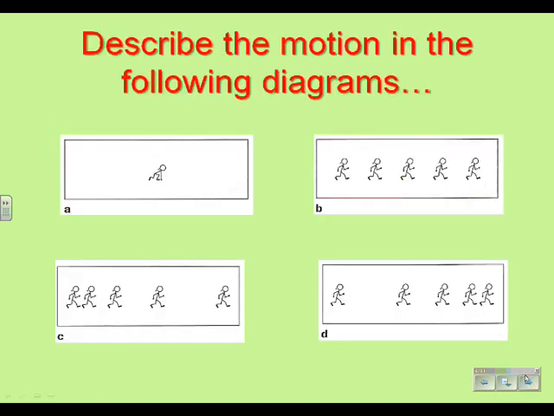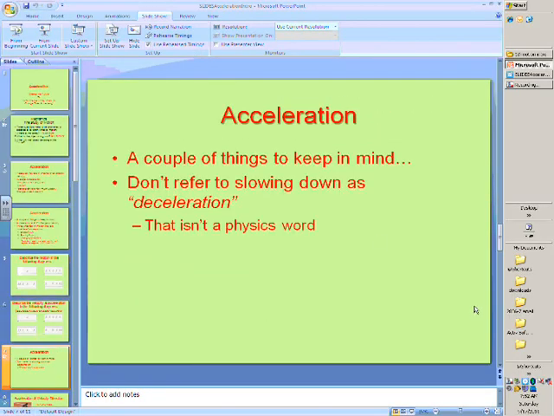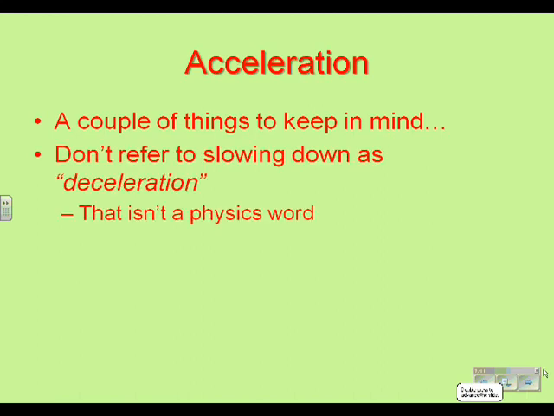Last thing as far as acceleration goes. This is sort of a pet peeve of mine, but something to keep in mind. Slowing down is not deceleration. That is not a physics word. The physics word to describe a changing velocity is acceleration. It can be positive, it can be negative, but it's still acceleration. Therefore, let's not use deceleration. If we're discussing slowing down, let's call it negative acceleration, because that's what it really is.